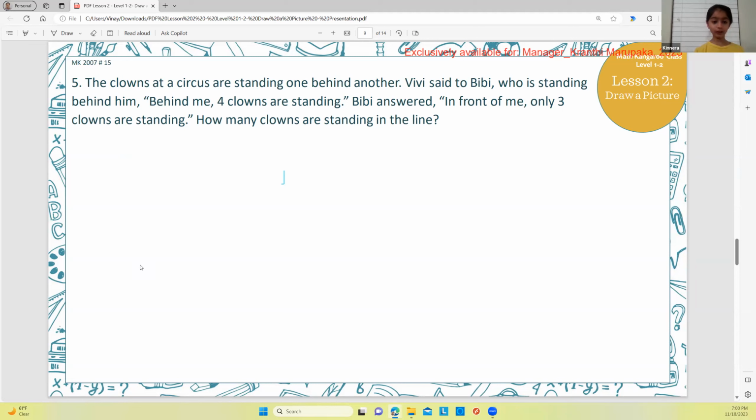So there are 9 clowns in total because there's 4 clowns, 4 plus 3 equals 7. And then there's Vivi and Bibi, so that adds 2. Why don't you draw a straight line? They're standing in a straight line, one behind each other, and then just write V for Vivi and B for Bibi. So let me first clear it again for you. I'll clear it. Draw a straight line, put V for Vivi and B for Bibi.